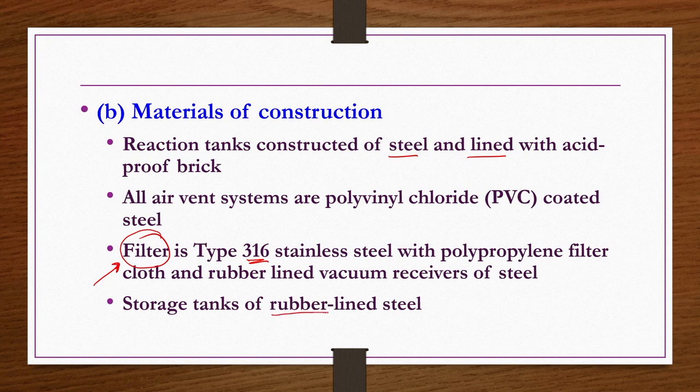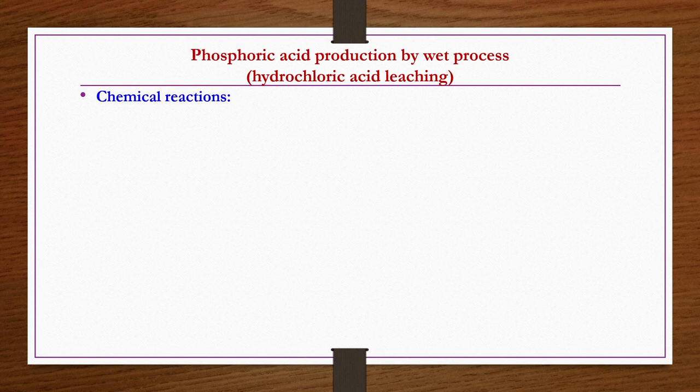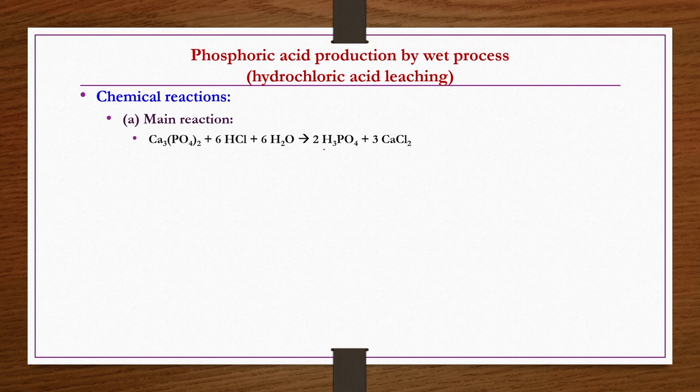Storage tanks are usually rubber-lined steel tanks. Now we see phosphoric acid production by the wet process, which is the second one, hydrochloric acid leaching. Here the reaction: calcium phosphate reacts with hydrochloric acid and water to give a mixture of phosphoric acid and calcium chloride solution.